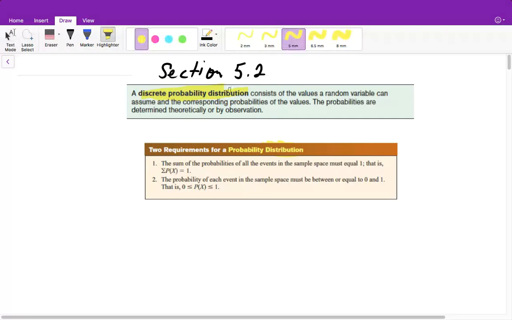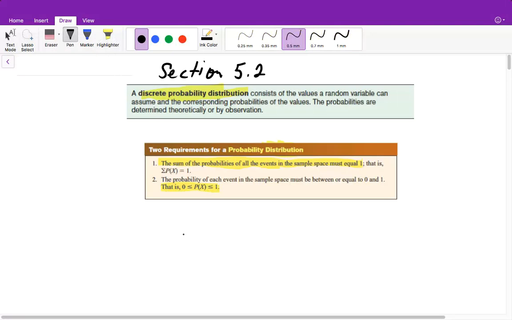A discrete probability distribution consists of the values a random variable can assume and the corresponding probabilities of those values. The probabilities are determined theoretically or by observation. When you're creating a probability distribution, the sum of all the probabilities in the sample space must be equal to 1, because whenever we're looking at an event that has probability, when we add up the probability of each event, it will always add up to 1. And the probability of each event in the sample space must be between 0 and 1.